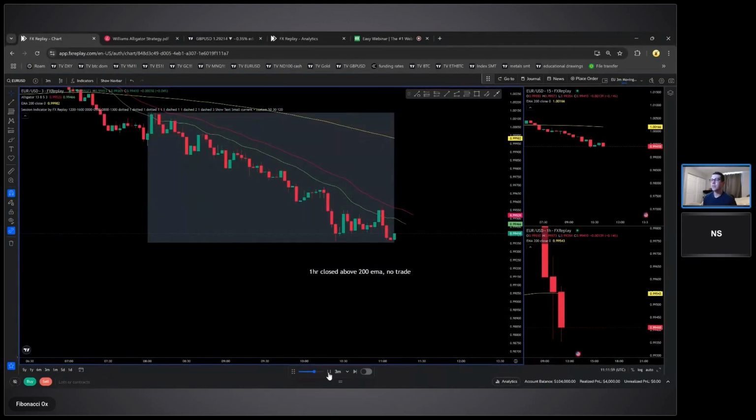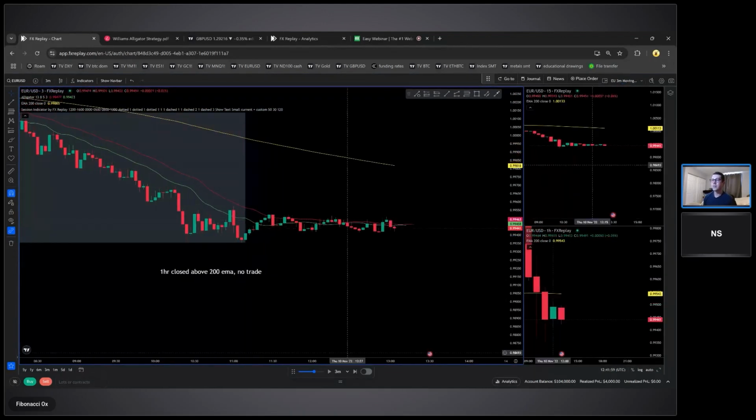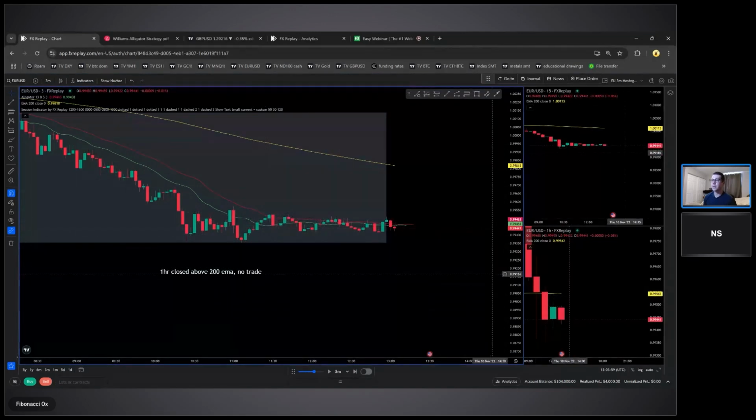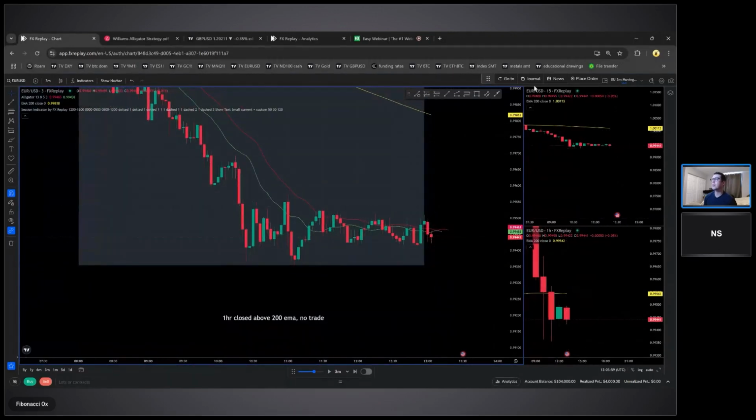So I believe we just moved back up to the upside after this. We did ultimately get a 1 hour closure, so we could have entertained longs at this point, but all of these pullbacks after this point went above that 8 SMA, and we're not interested in any of those.